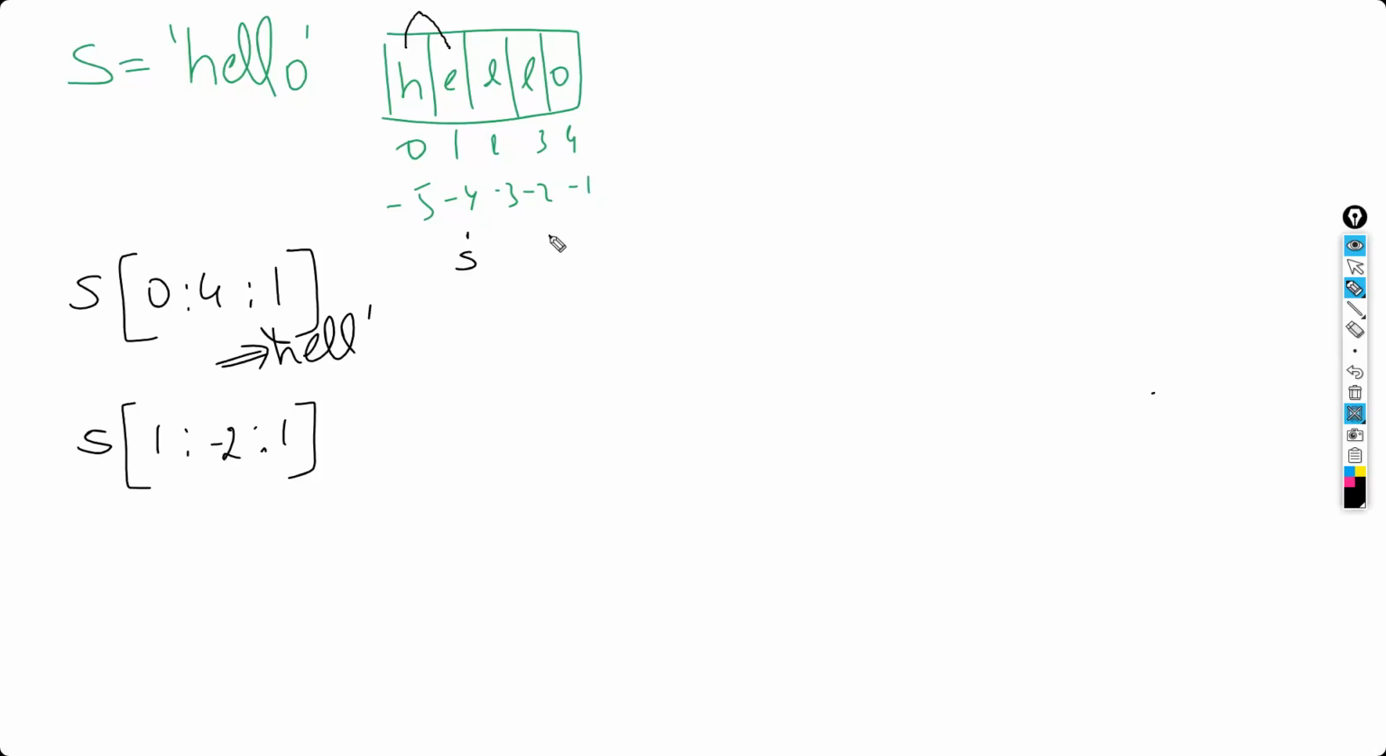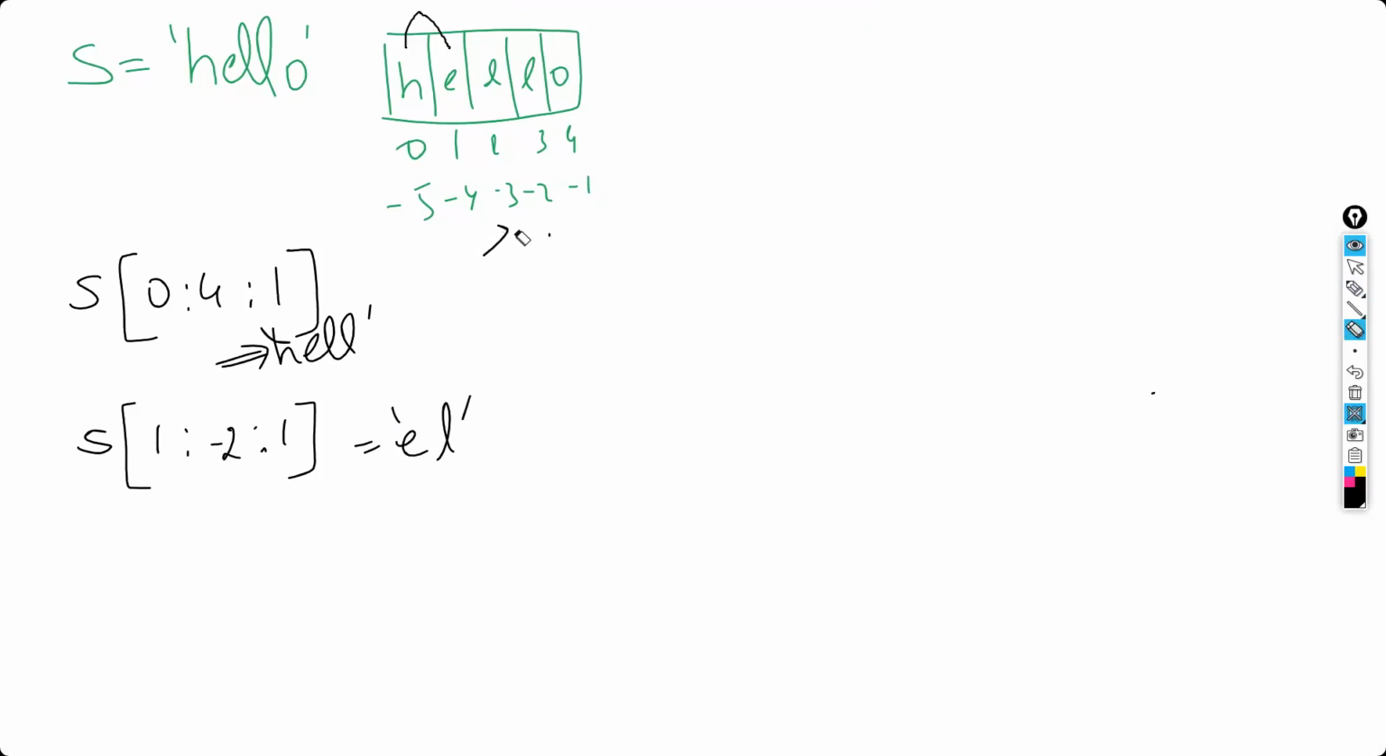So this is the starting point. Where is -2? This is the ending point. What is the direction? Positive direction or negative direction? Positive direction. In this positive direction, can I get the ending point from the starting point? Is that possible or not? Yes. Then what is the answer I'm going to get? First one is E, L. Should the second L be included or not? It should not be included. So what is the output? Only E and L. That is the output. Is the point clear?